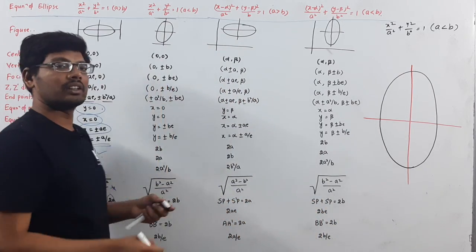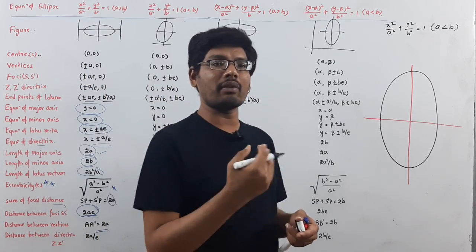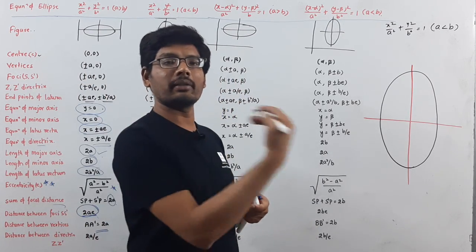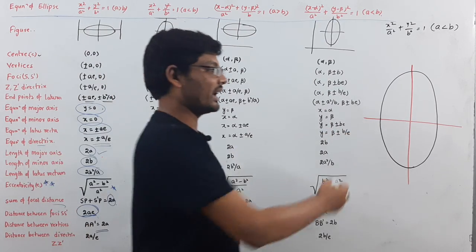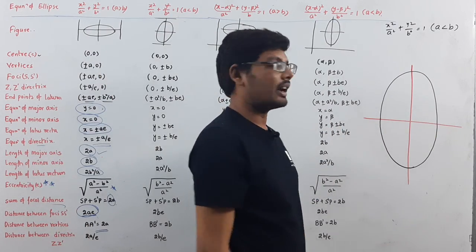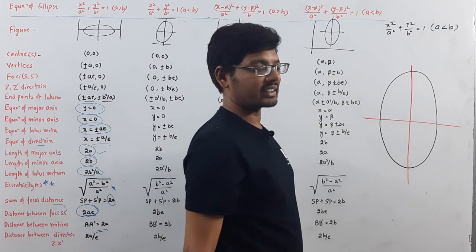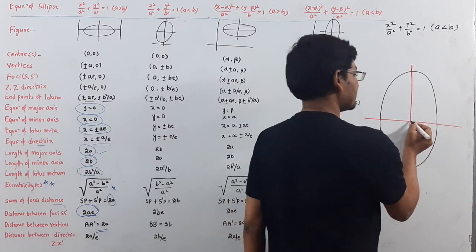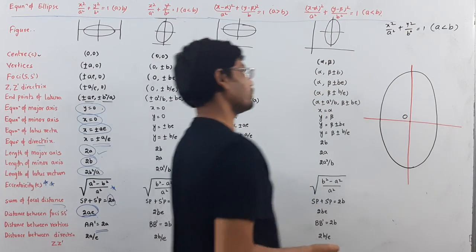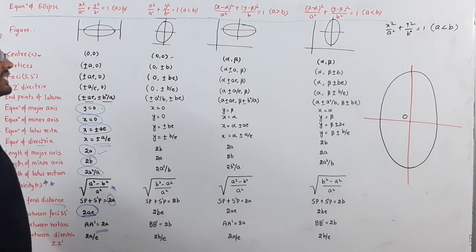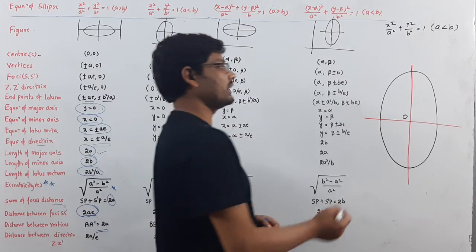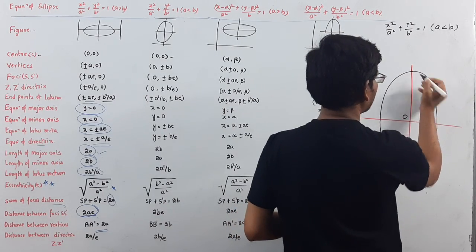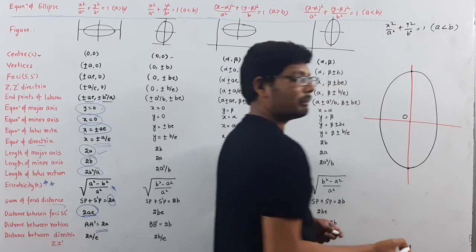In the previous case, a is greater than b, in the standard form of the ellipse, the x axis becomes the major axis and the y axis becomes the minor axis. In this case, the x axis will become the minor axis and the y axis will become the major axis here. So ultimately this is having center C. The first point is considered center as 0, 0, and the second point, vertices. What is meant by vertices here? The point of intersection of the ellipse to the major axis.